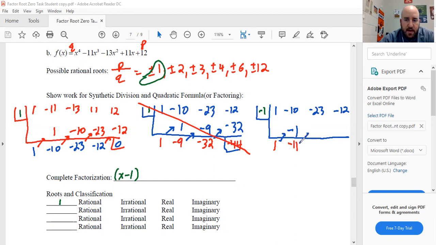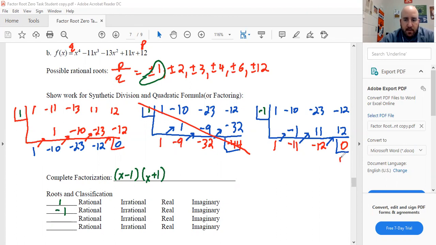Negative 11 times green negative 1 is positive 11. Negative 23 and 11 is negative 12. Negative 12 times green negative 1 is positive 12. Negative 12 and positive 12 cancel out to give me 0. Bang, bang, bang, ding, ding, ding. All right, so negative 1 is my second root. X plus 1, excuse me, is my second factor.